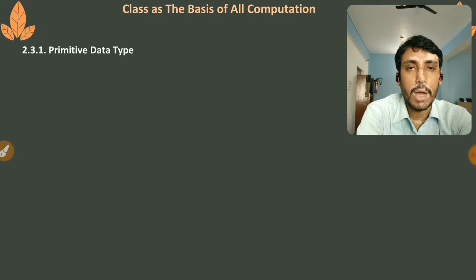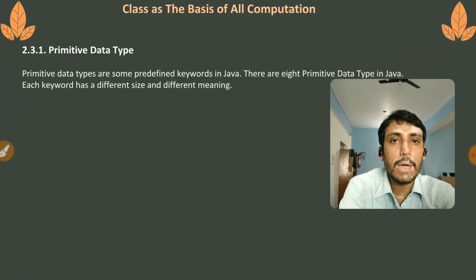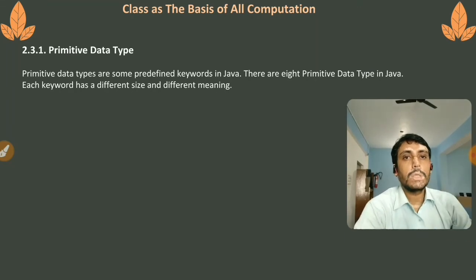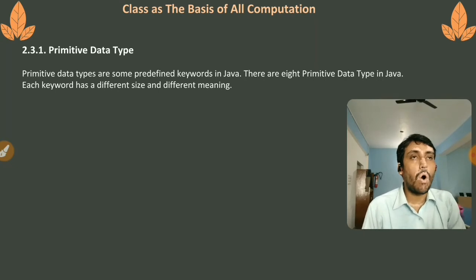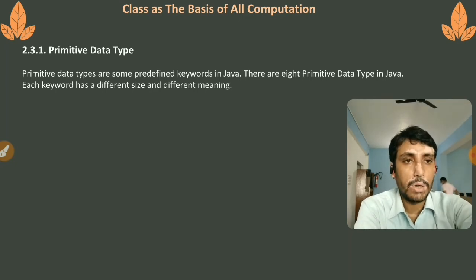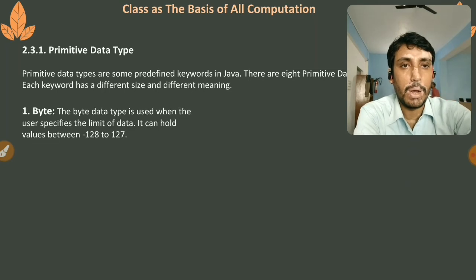So primitive data type. What is this primitive data type? Primitive data types are some predefined keywords in Java. Predefined means it is already there. There are 8 primitive data types in Java. Each keyword has different size and different meaning that we are talking about: integer, float, double.